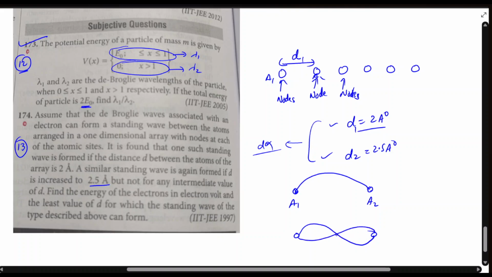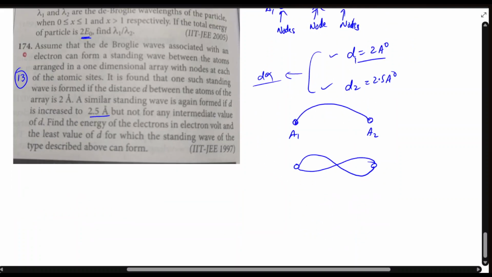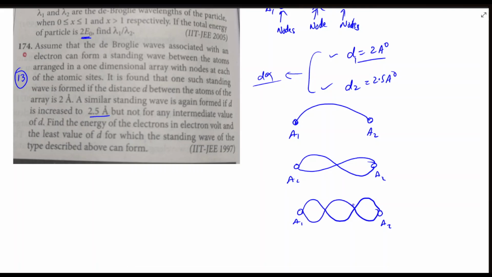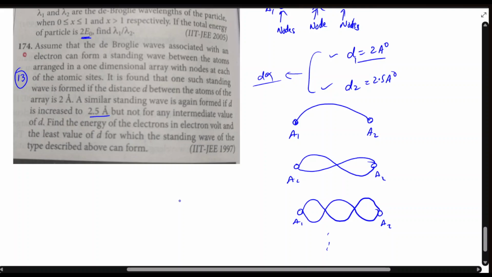Yeah, are you getting me? Or it can be like this. So these can be all those possible combinations, right? So there is no node between them. Between them there is only one node. So it is like this. Okay.